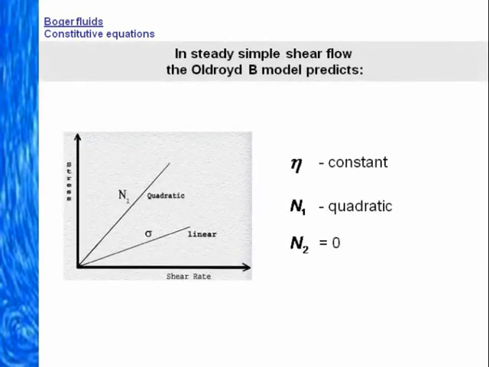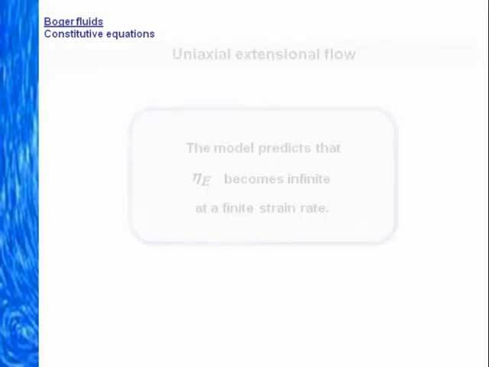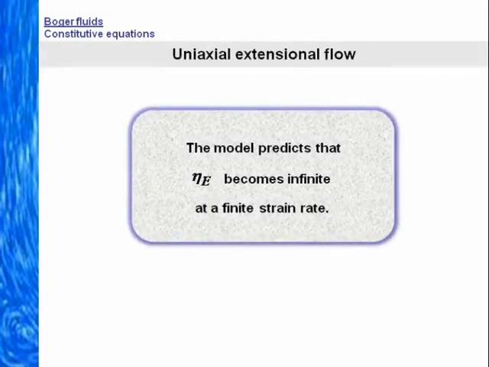In a steady simple shear flow, the Oldroyd B model predicts a constant viscosity and a quadratic dependence of first normal stress difference on shear rate. The second normal stress difference is zero. In a uniaxial extensional flow, the model predicts an extensional viscosity which becomes infinite at a finite value of strain rate, which seemed high enough to satisfy even the most demanding theoretician.